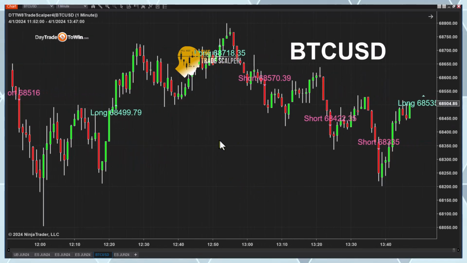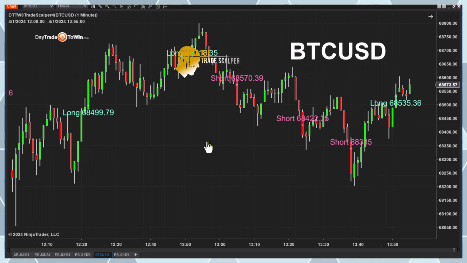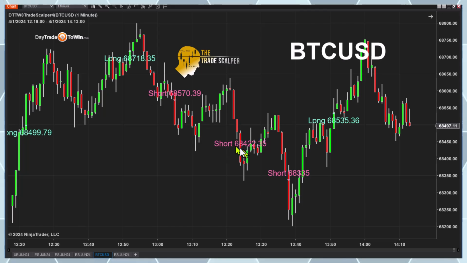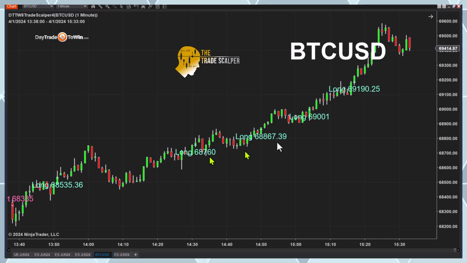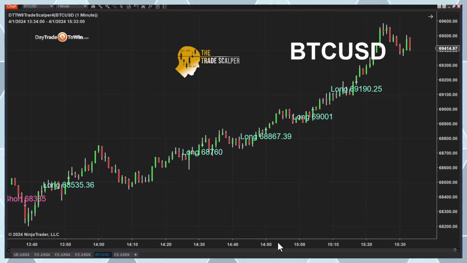And so we have a lot of good signals here. This is a losing trade, so that's a loser right there. But everything else I see, this is good, long. Yeah, really good signals here on the Bitcoin. If you're into crypto and you want to trade the Bitcoin, the Trade Scalper may be a good option. You can trade it on NinjaTrader or TradingView.